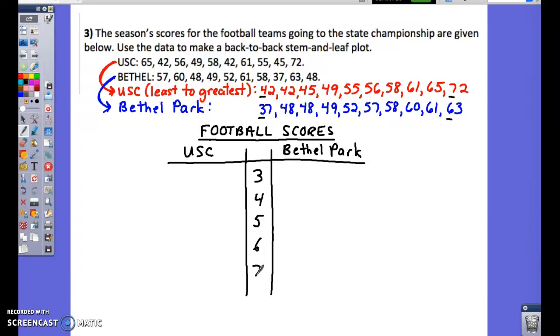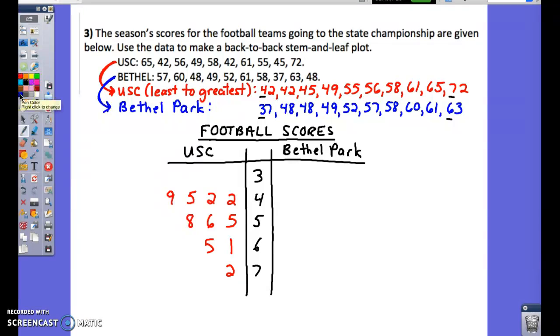What I'm going to do is simply use my Upper St. Clair data first, and I'm going to write all the data values. The first 42 would be shown right here. We have a second 42, and we do actually list that twice because we want to represent all the data values. We have our 45, and we have our 49. And then with the 50s, we have our 55, our 56, our 58. In the 60s, we have a 61 and a 65, and then we have the 72. Notice how these data values are listed right on top of one another. They're not staggered or uneven, and there are no commas being shown.